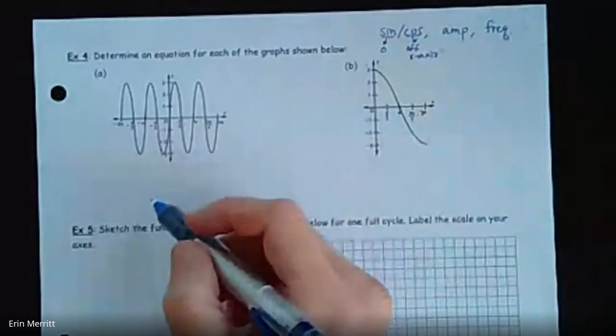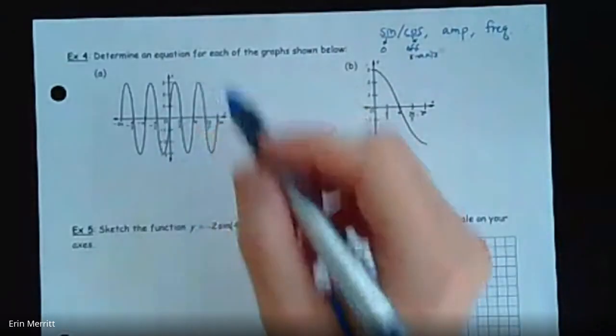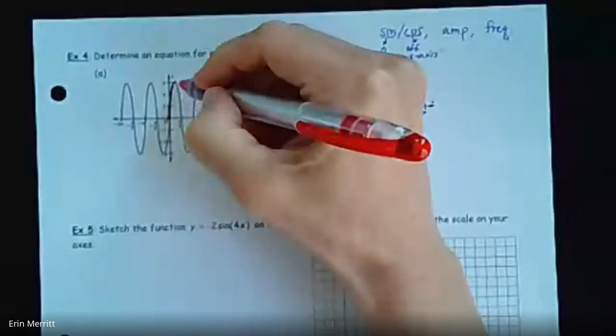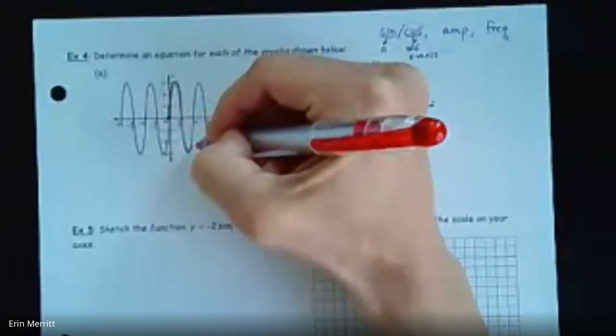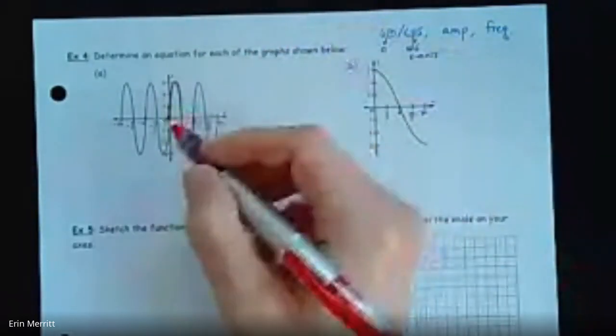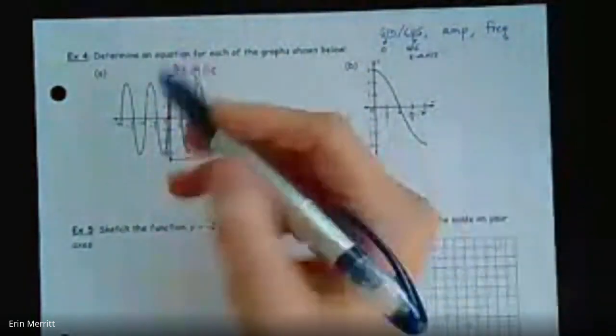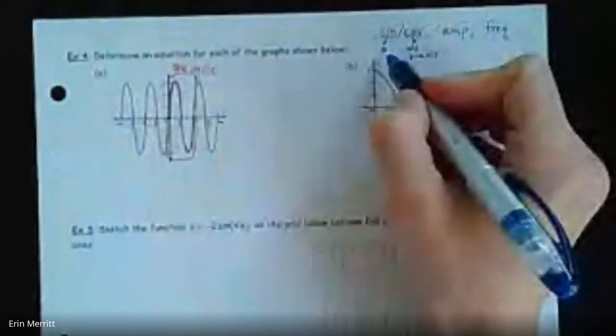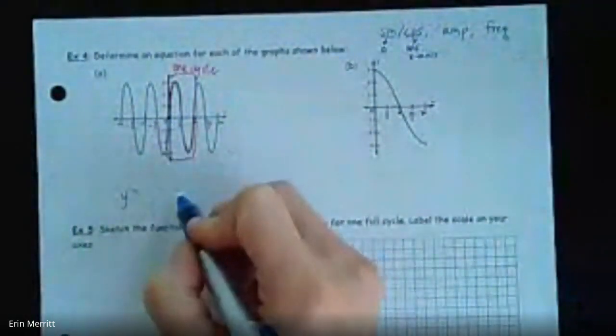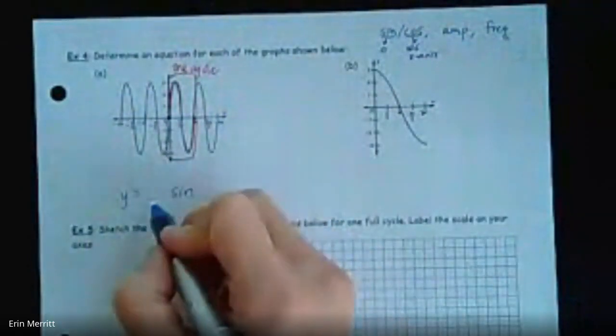Right? So when you look at this first one, I'm going to use my red pen again. I'm just going to highlight one cycle. So if I start at 0, one cycle goes up, comes back to 0, goes down, comes back to 0. That is one cycle right there. All right, it starts at 0, 0. So if it starts on 0, I'm going to use this as a sine curve. So it's going to be sine.